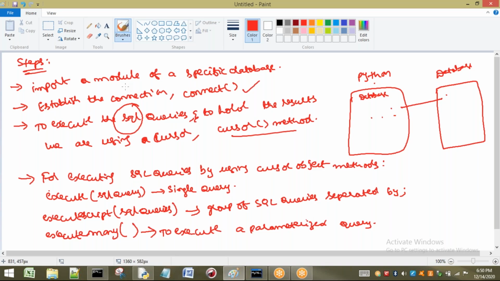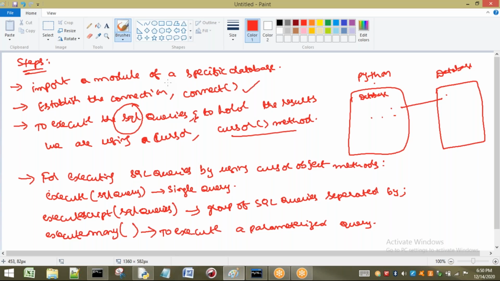So these are the main steps. First one is importing the module. Next, establishing a connection. After that, executing the queries by using the cursor. For executing those queries, I require some functions or some methods. Those are execute, executescript, and executemany. So I can use these methods.